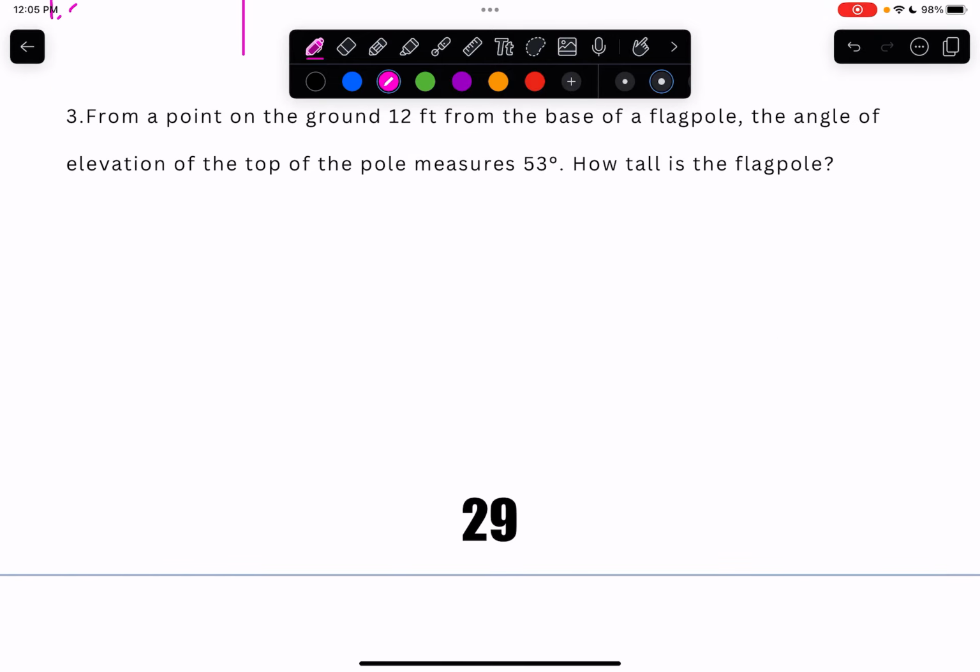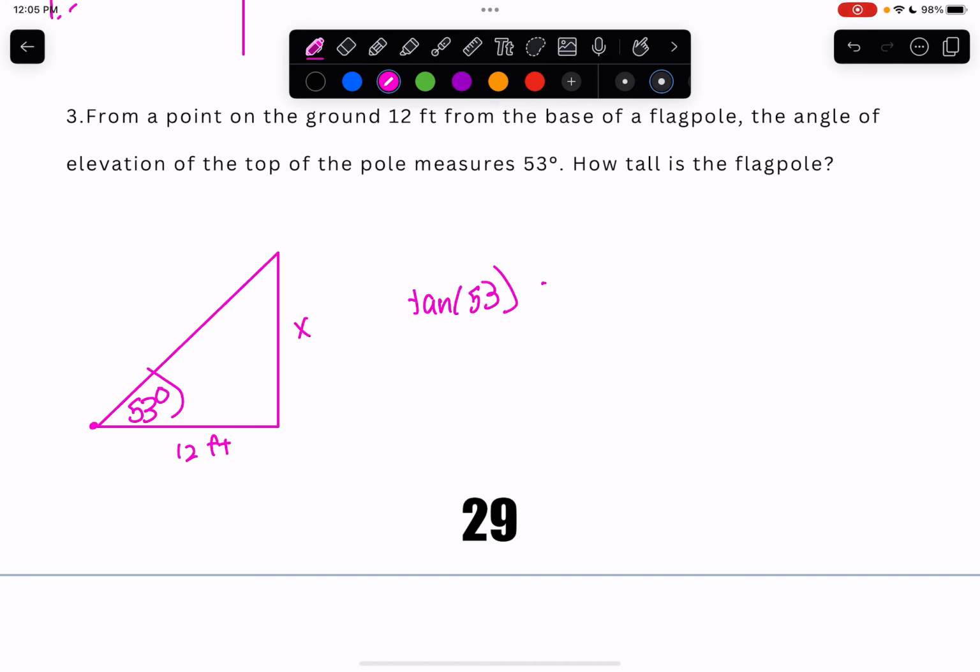From a point on the ground 12 feet from the base of a flagpole. So we have a flagpole, 12 feet. The angle of elevation to the top of the pole measures 53 degrees. How tall is the flagpole? So here, tangent of 53 equals x over 12. Plug it in your calculator. X is equal to about 15.9.